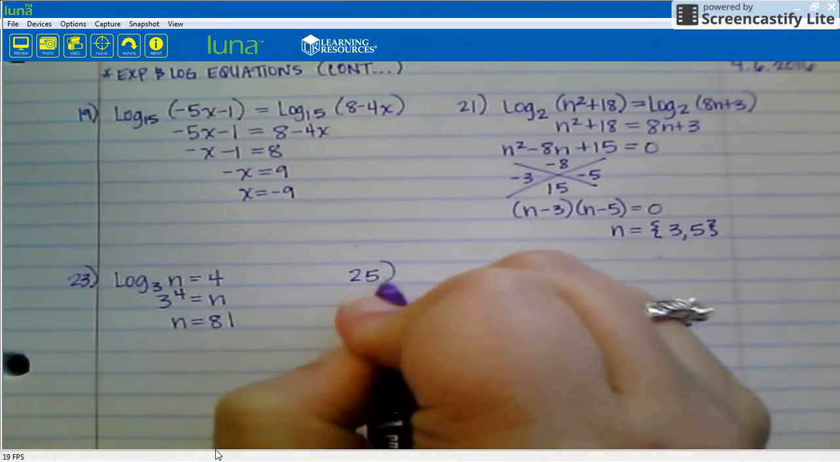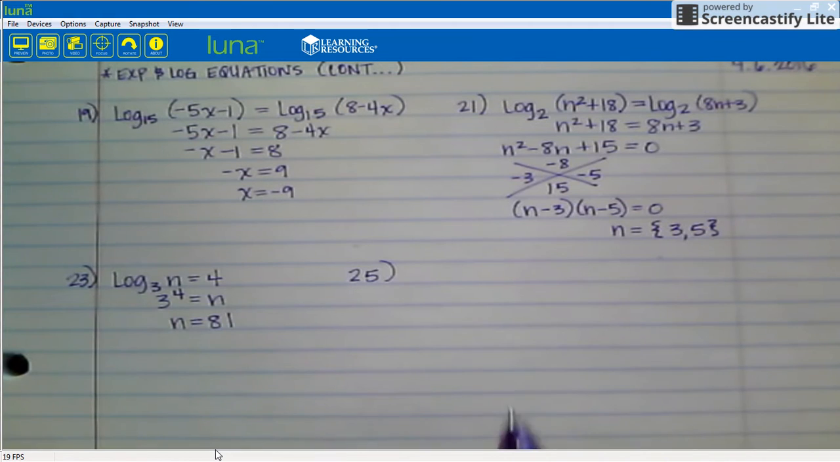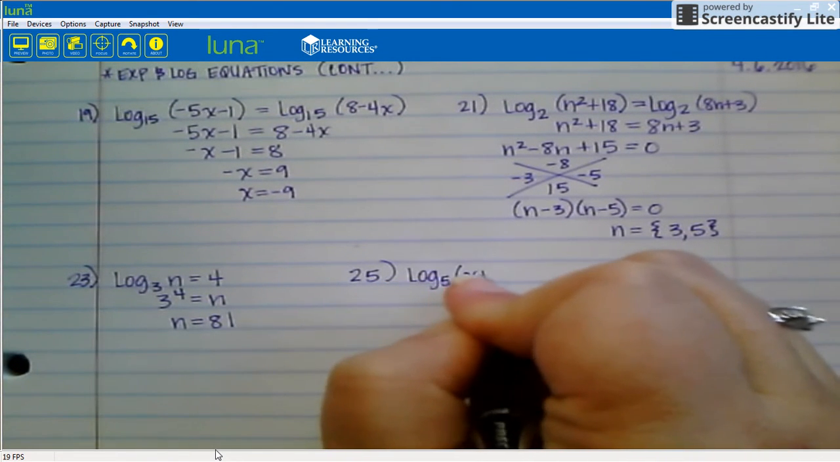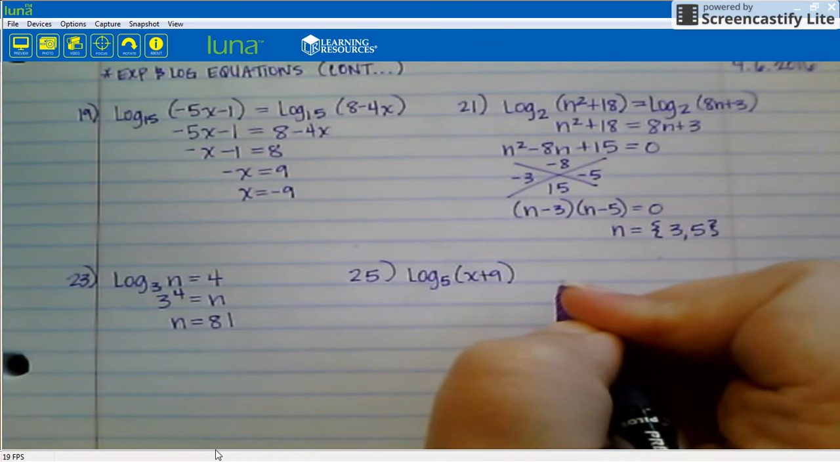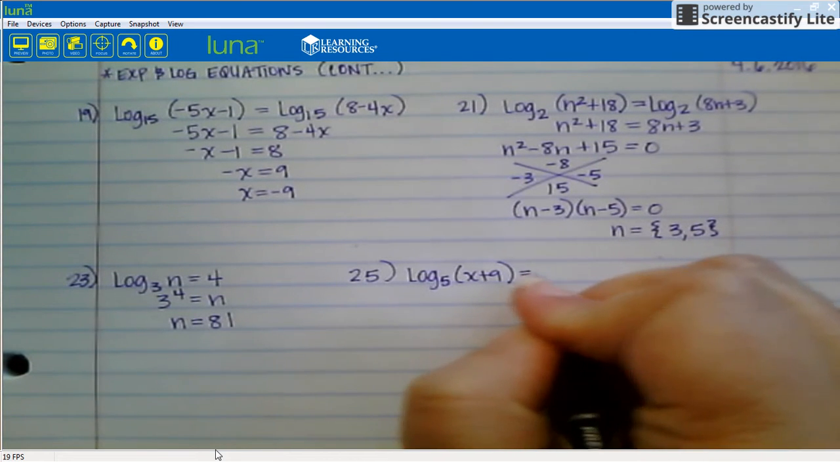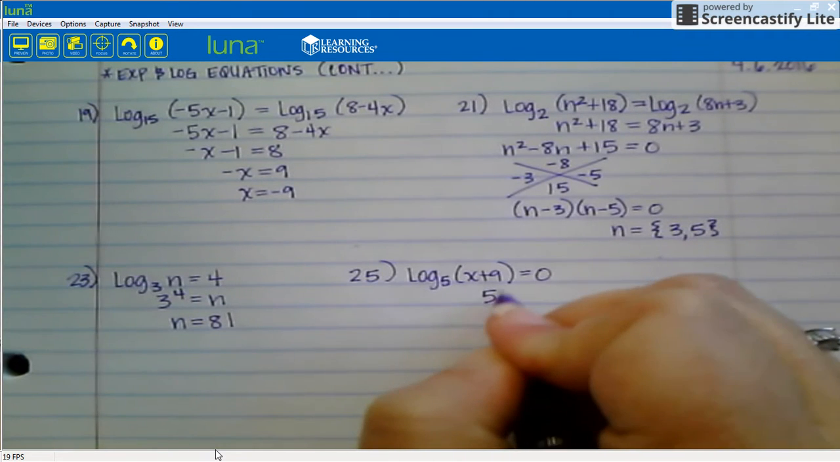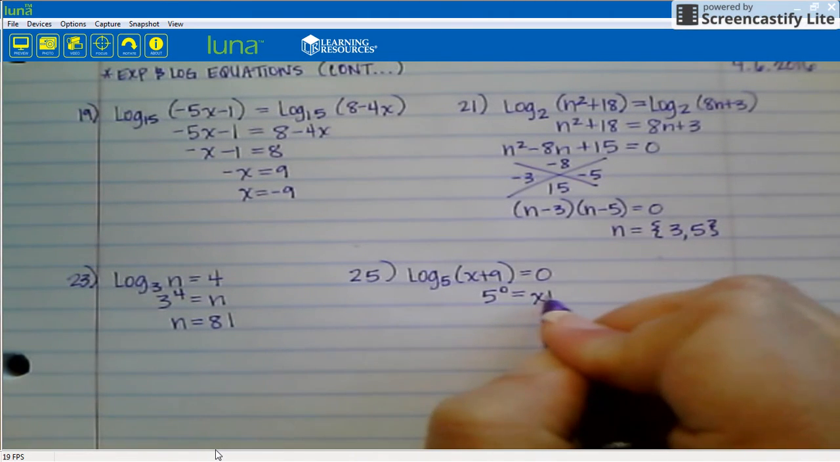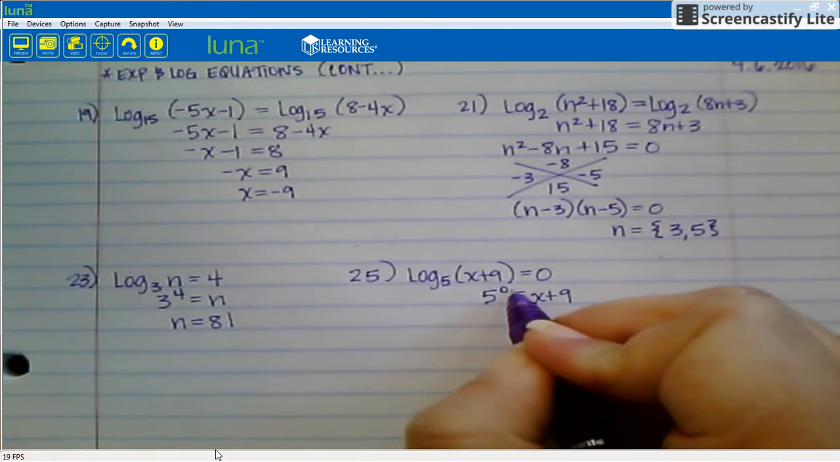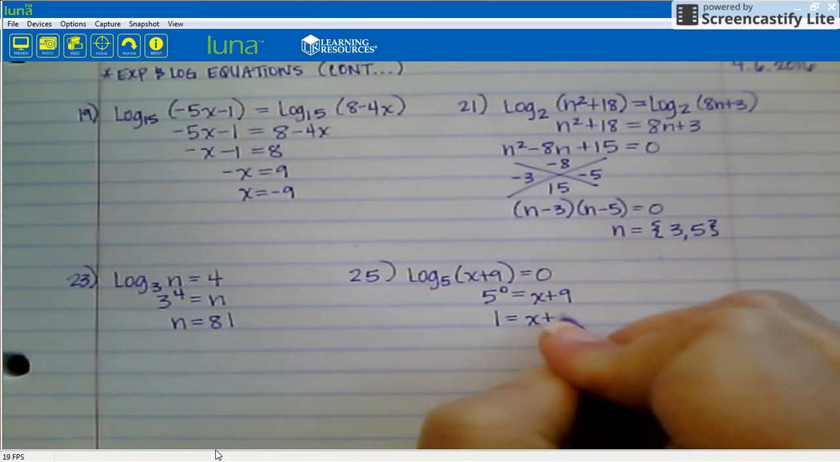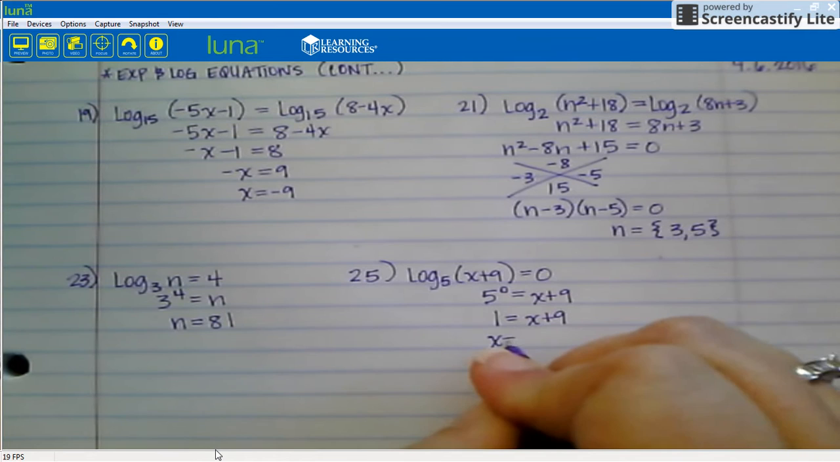For 25, we have log base 5 of x plus 9 is equal to 0. So we exponentiate. So this is 5 to the 0 power is equal to x plus 9. Well, anything raised to the power of 0 is just 1. So this is 1 equals x plus 9. So x is equal to 10.